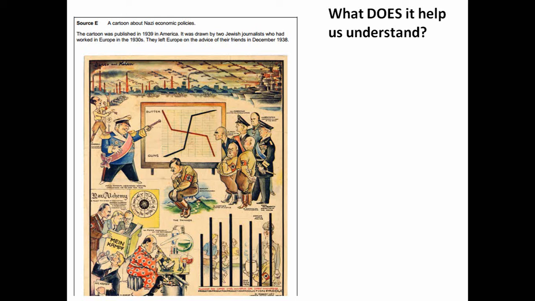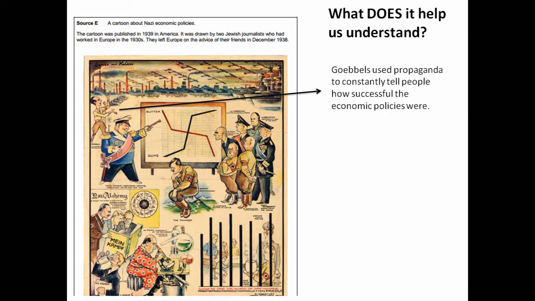The first thing probably to say is it's a really busy source. There's lots going on in it, which can be slightly unnerving, but really we don't need to worry about that. We just need to pick out 2 or 3 key details that are helpful for understanding Nazi economic policies. So the first thing I pulled out here was that we can see this little cartoon of Joseph Goebbels, and what that might reveal to us then is that Goebbels used propaganda to constantly tell people how successful the economic policies were.